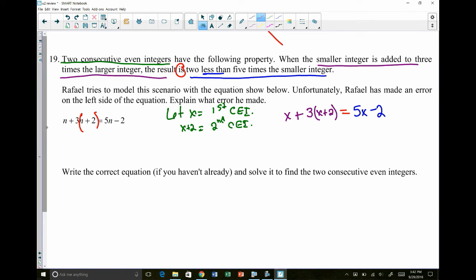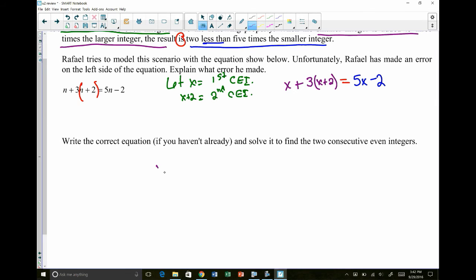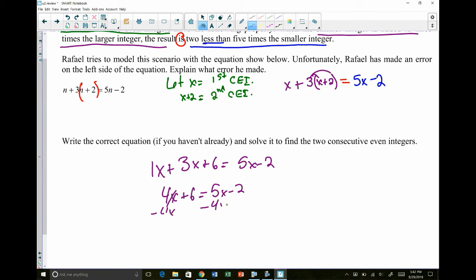So now we get to solve it. We get to use everybody's favorite property, the distributive property, multiply the 3n, 3x plus 6 equals 5x minus 2. Combine my like terms on the side. 1x and 3x gives me 4x. 4x plus 6 equals 5x minus 2. I need to collect my x's on one side and my numbers on the other. So I'll subtract 4x and get 6 equals x minus 2. Get my numbers on the other side, plus 2, and I get x equals 8.